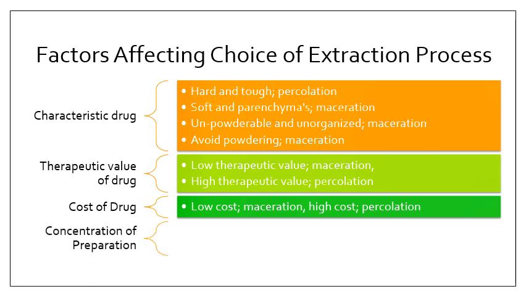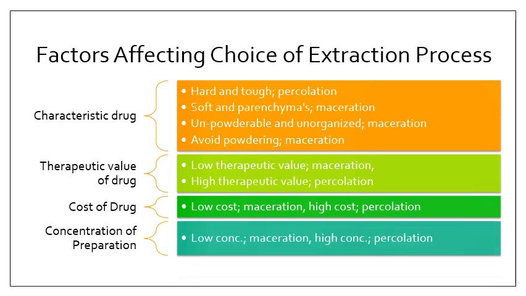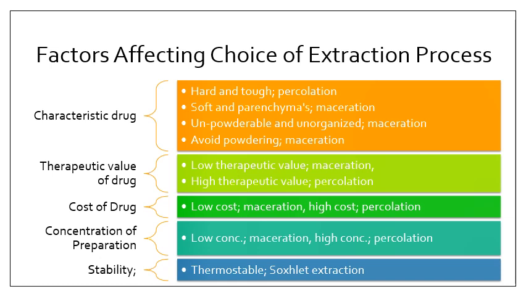Then we have the concentration of the preparation. If we want low concentration of the drug, we will go for the maceration. However, if we want high concentration of the drug, we want to extract more and more drug from the plant, we will go for percolation. Finally, the stability. The stability of the drug should also be taken into consideration. If the drug is thermostable, we can go for soxhlet extraction, which involves the use of heat. However, if the drug is not stable and cannot withstand heat, we cannot go for any of the extraction processes which use heat.